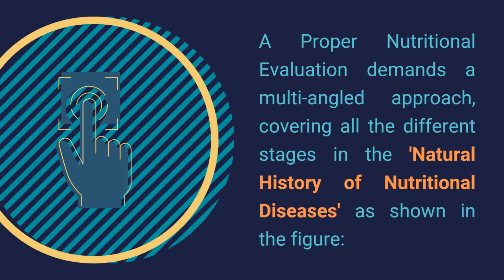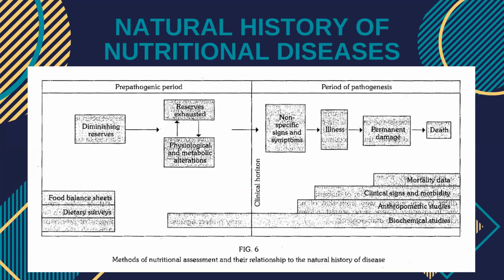A proper nutritional evaluation demands a multi-angled approach covering all the different stages in the natural history of nutritional diseases as shown. The natural history of nutritional diseases is divided into a period of pre-pathogenesis and pathogenesis, and this figure shows the methods of nutritional assessment and their relationship to the natural history of disease. In the stage of pre-pathogenesis, food balance sheets and dietary surveys are utilized to assess the nutritional status, and in the pathogenesis stage, mortality data, clinical signs and morbidity, anthropometric studies, and biochemical studies are used.